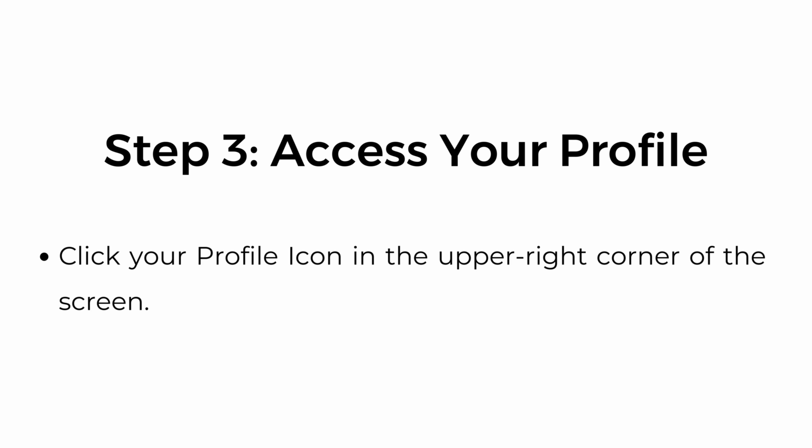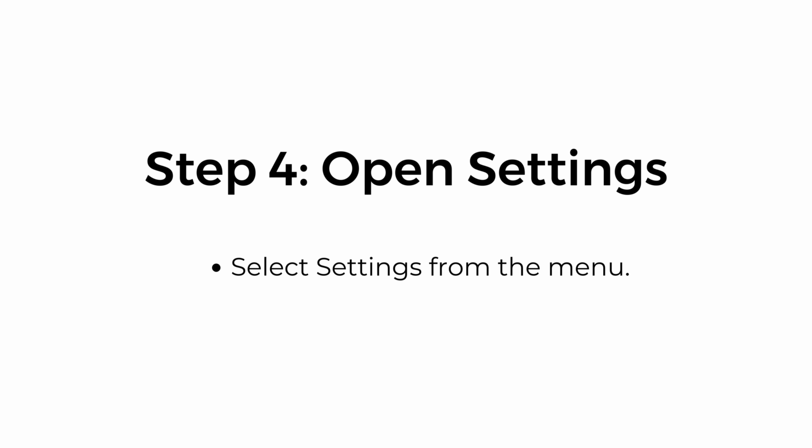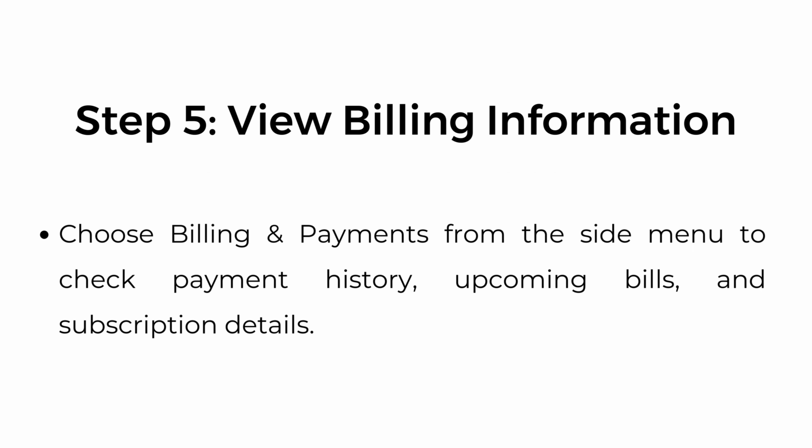Step number 3, access your profile. Click your profile icon in the upper right corner of the screen. Step number 4, open settings. Select settings from the menu. Step number 5, view billing information. Choose billing and payments from the side menu to check payment history, upcoming bills, and subscription details.